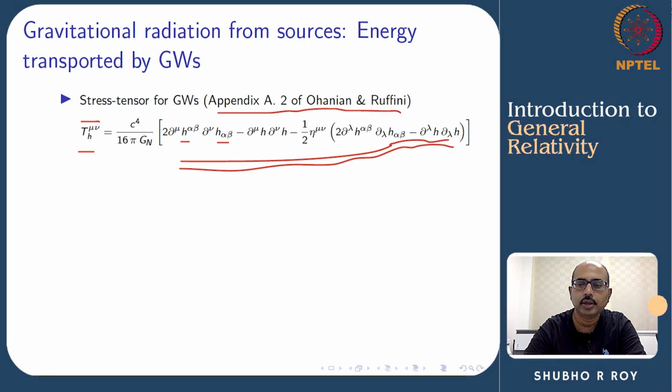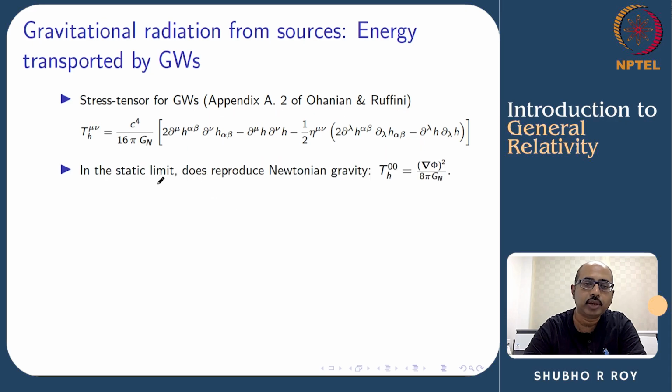All right, and at this point, I would encourage you to take the static limit of this expression, in particular the 0,0 component. Look at the T00 component for the H, so the gravitational disturbance H. And if you do that, you will see that you get back the expression for the energy density in the gravitational field in Newtonian theory.